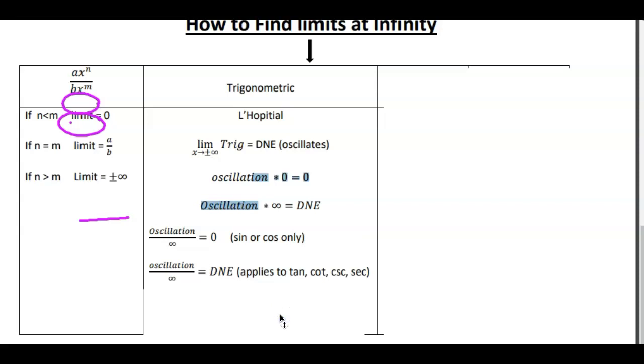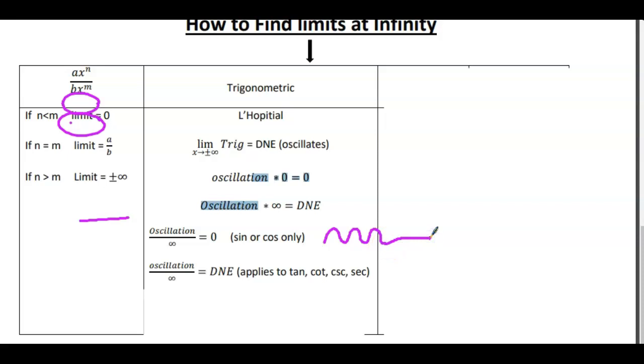Now, I don't plan on giving you any questions like this, but I just thought it was worth talking about. If you have a tangent or cotangent, cosecant, or secant function in the numerator, they oscillate as well. But the problem is they don't oscillate between two numbers, like sine and cosine oscillate between 1 and -1. So the infinity causes it to go to 0 in the long run.